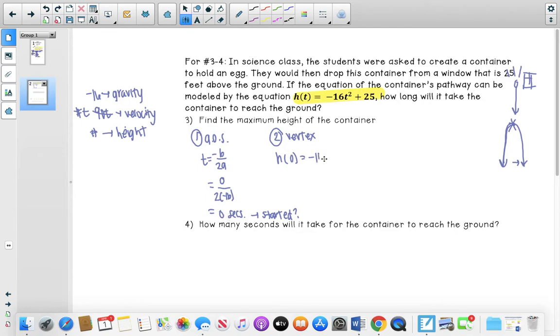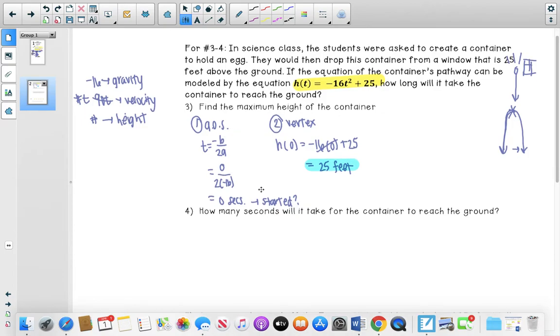I'm going to write it in function notation so we can work on that skill. And negative 16 times 0 is 0, so it goes away. So that gives us 25 feet. So the maximum height is 25 feet, and that is actually where it started, because obviously the egg's not going to go up in the air past 25 feet all of a sudden. It's not rubber and going to bounce like a bouncy ball, okay? So that is your maximum height.